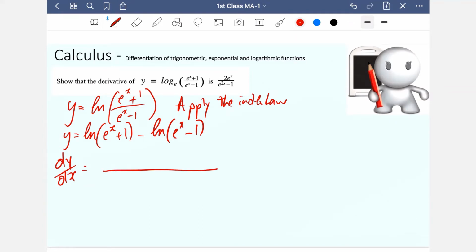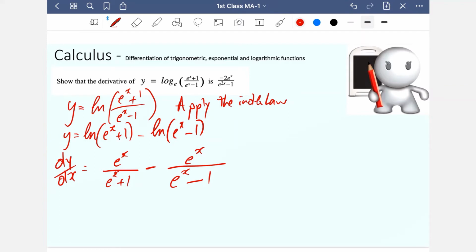Okay, now when you do that, the whole question just falls apart. So for the first one, my denominator is going to be e to the x plus 1, and when you differentiate a log function, the derivative of the denominator goes on the numerator, so it's e to the x. And it's the same over here, e to the x over e to the x minus 1.